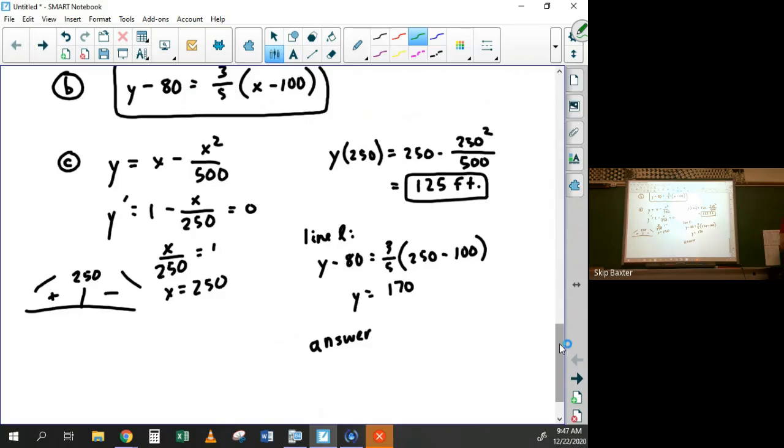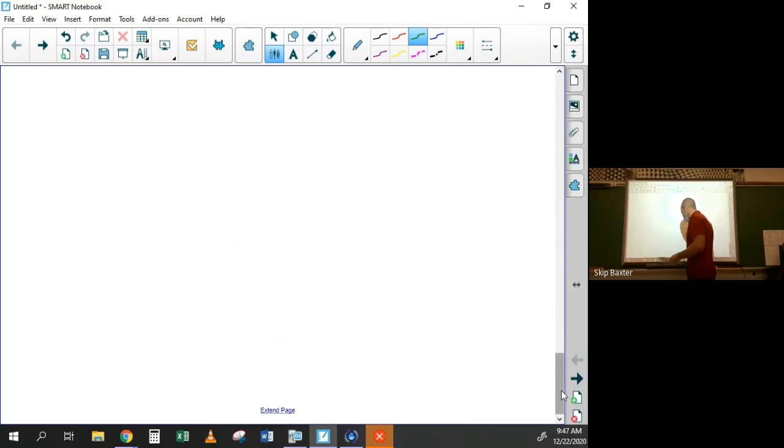Number 8 on the first test. Okay. Number 8 on the first test. The number of vertical tangents to the graph. Okay. So what does that mean? If a graph has a vertical tangent, what does that mean in terms of calculus? Yeah, the derivative is undefined, right?